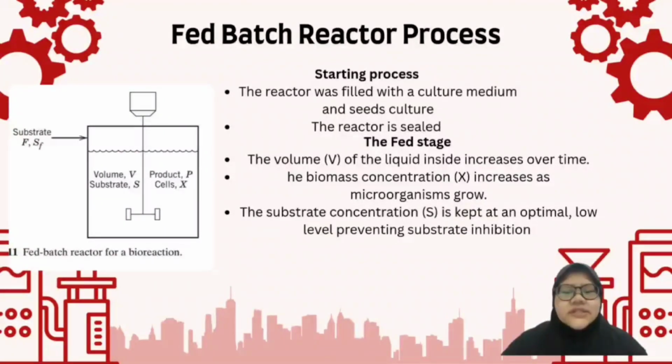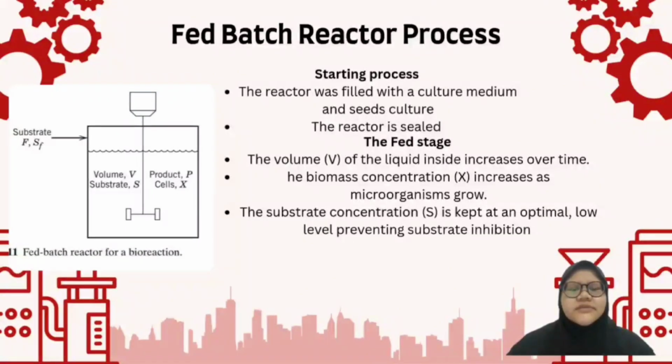Because the feed is carefully regulated, the substrate concentration inside remains low. This is important because too much substrate can cause inhibition or unwanted byproducts. Meanwhile, the biomass keeps increasing steadily as the microorganisms use all of the nutrients. Throughout the process, sensors continuously monitor the main parameters, which are pH, temperature, and dissolved oxygen. Each of these variables is automatically controlled.